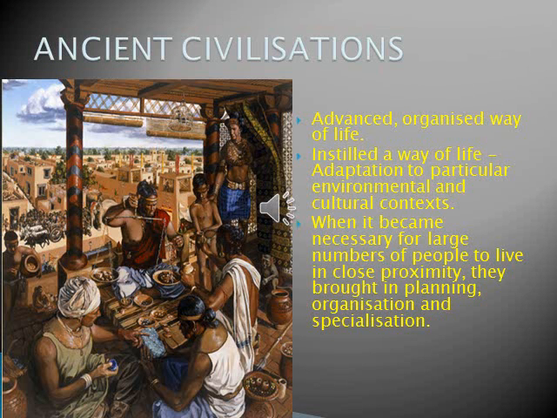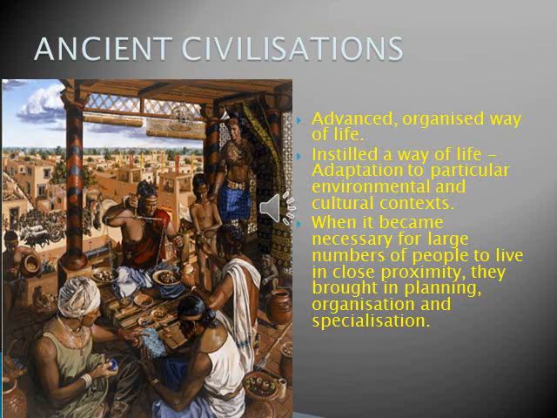So, what is civilization? Civilization is an advanced organized way of life. Initially human beings had no organized way of life. They just hunted animals or gathered fruits and food, and moved from place to place. They had no organized or planned way of life. But now he had an advanced organized way of life.